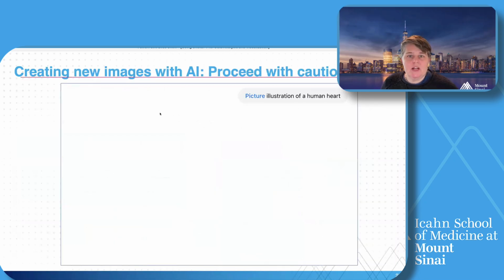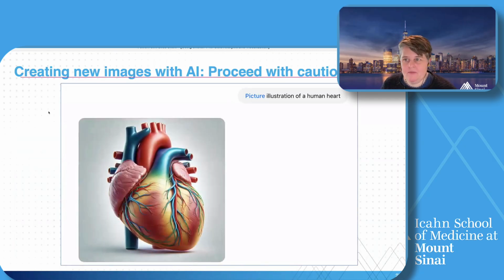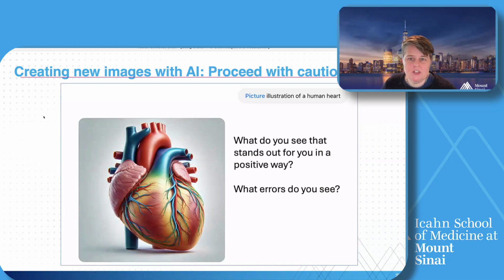Okay, so now we're going to pivot a little bit and talk about creating images with AI. The first note of caution is proceed with caution, I should say. So here's a prompt I put into ChatGPT, illustration of a human heart. And this is what it gave me. So question for the audience is, what do you see that stands out for you in this image in a positive way, and what errors do you see? Feel free to put your answers in the chat, or you can just unmute yourself and say something if you want. And I will pick on people if nobody answers, so somebody please answer.